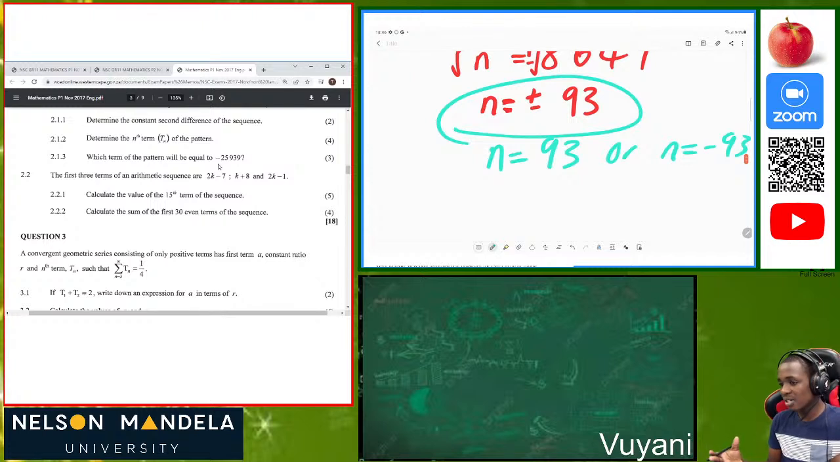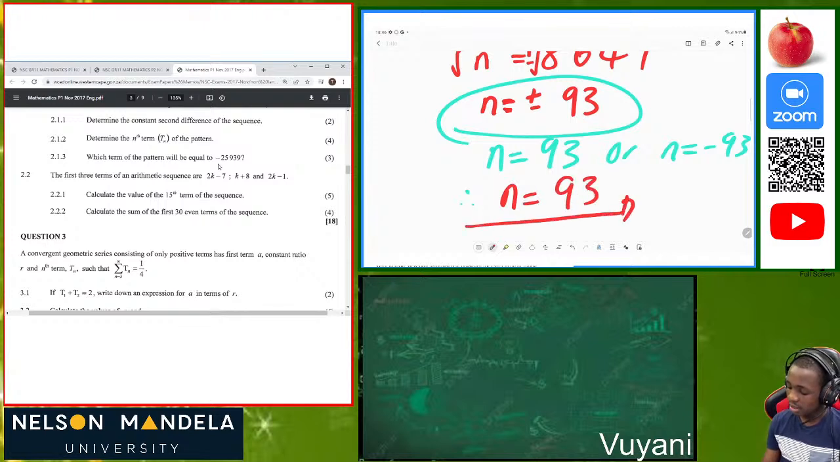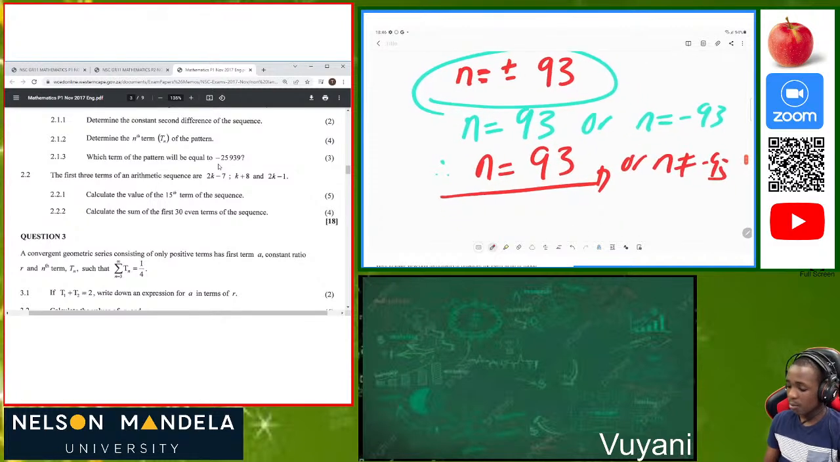But when we are counting things, you will never say negative 1. You are counting maybe humans. You don't say, no, you are negative 1, you are negative 2. It doesn't make sense. We count whole numbers, positive whole numbers. So therefore, our n will be the positive one. n is equal to 93, and n is not equal to negative 93. Don't forget to conclude because we are having two solutions.